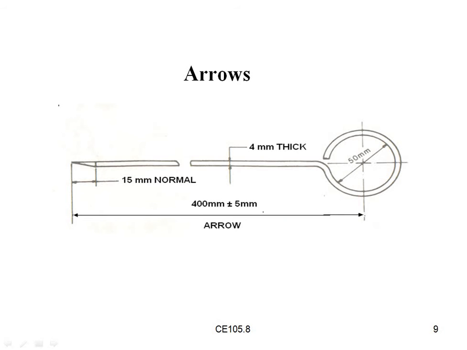So this is the arrow. Here we can see the sharp edge. This is 15 mm thickness, and this is 4 mm thickness. And this is the bending portion we can see. Here the bending portion is 4 mm thick, and this is a 50 mm diameter.